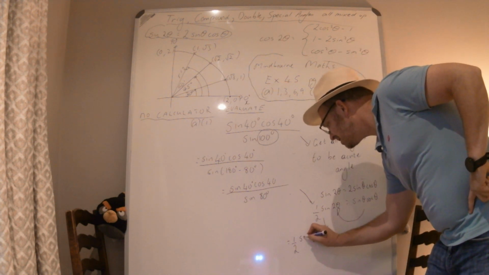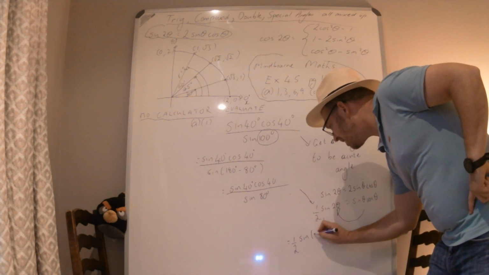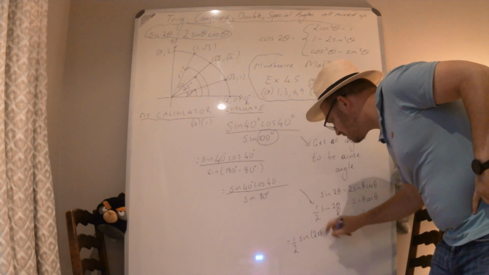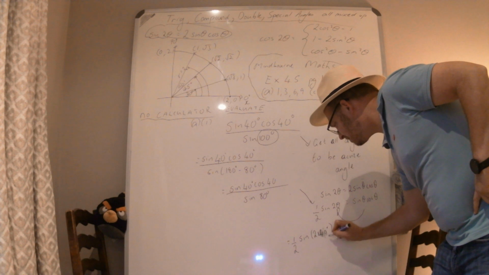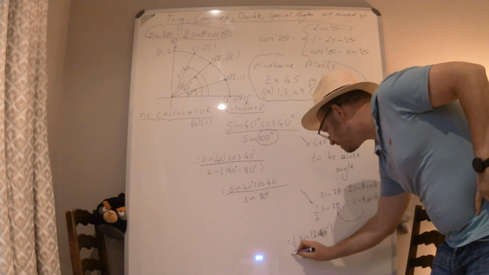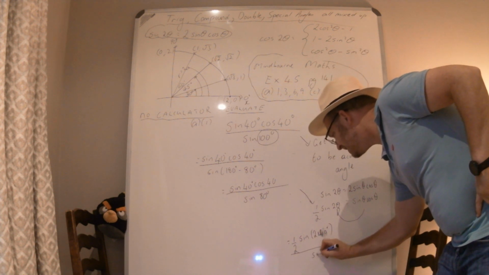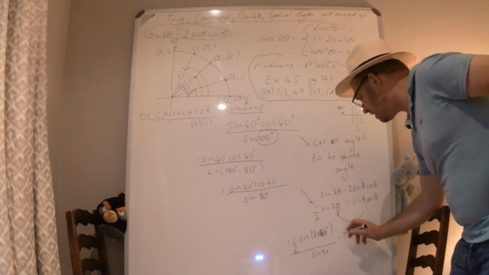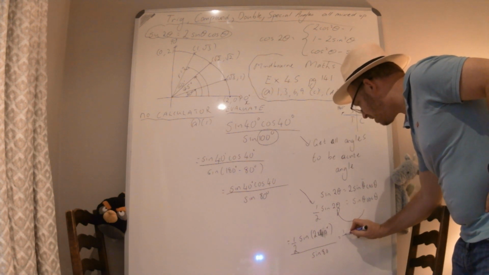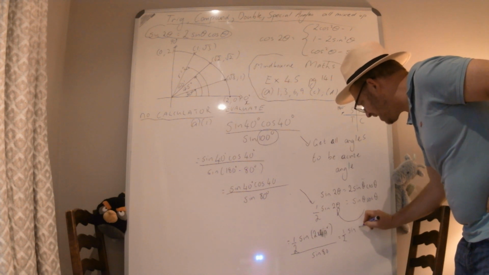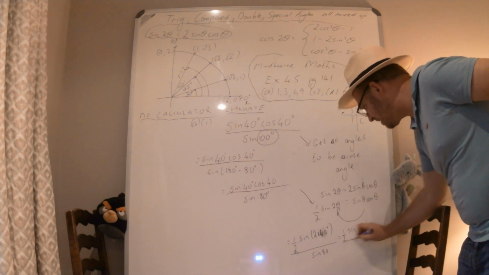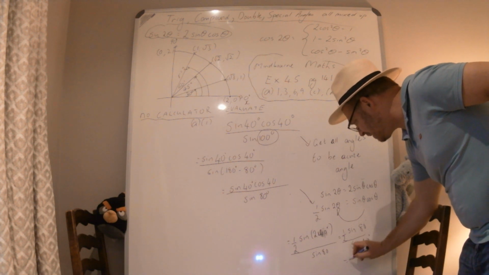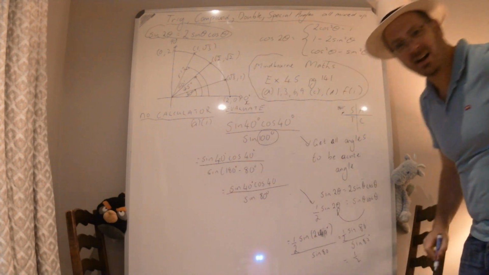sine 2 times 40, half sine 2 times 40, sorry about the mess, all over sine 80, which, you can skip out steps, gives you a half sine 80 over sine 80, which is equal to a half.